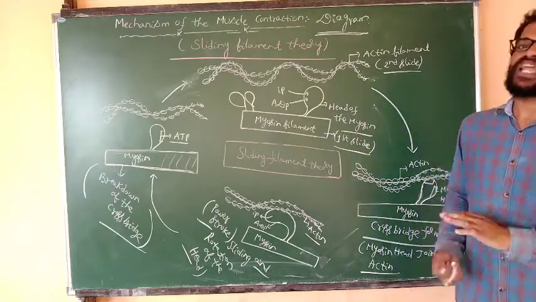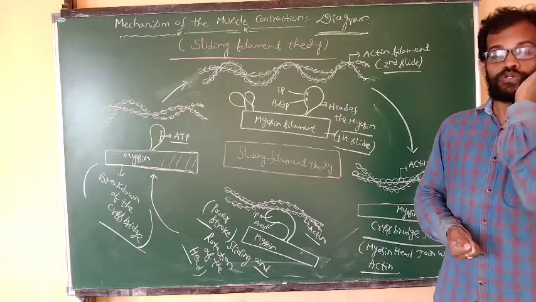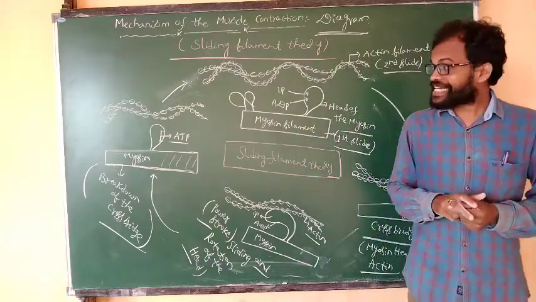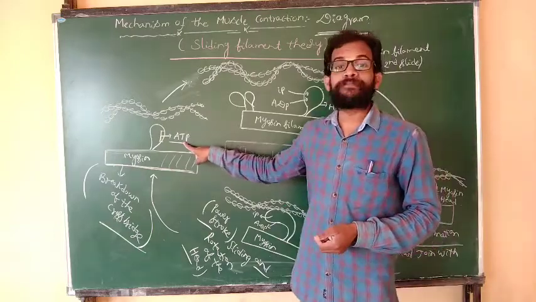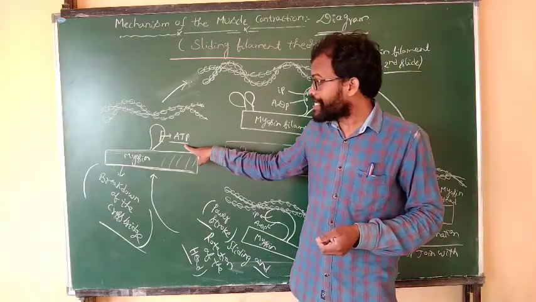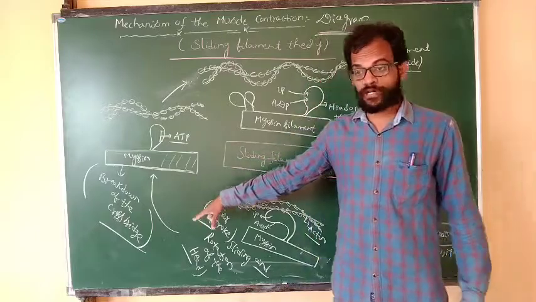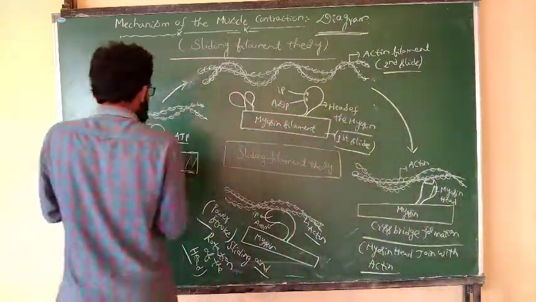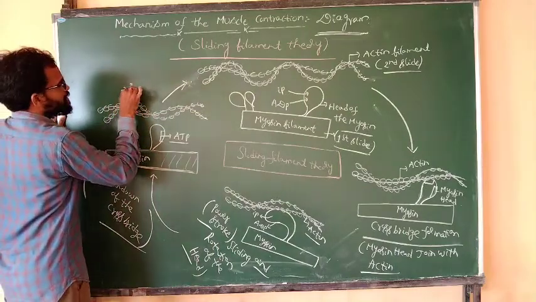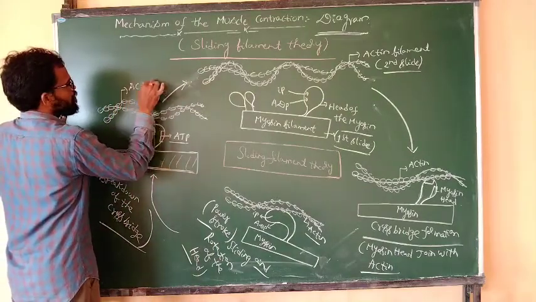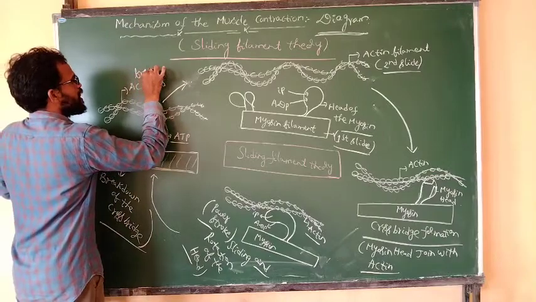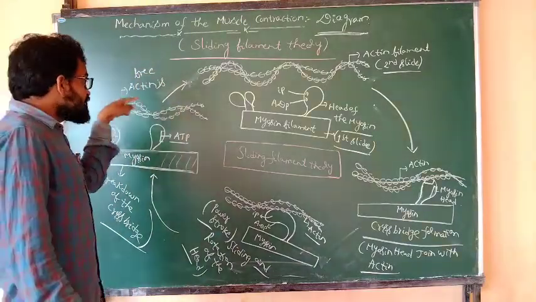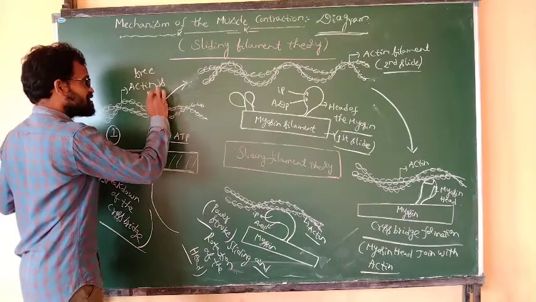Whenever the active site of the actin is exposed, the myosin head consists of ATP. No cross-bridge formation is present here. Actin is free. It is the first step. What is the first step? Actin is free.